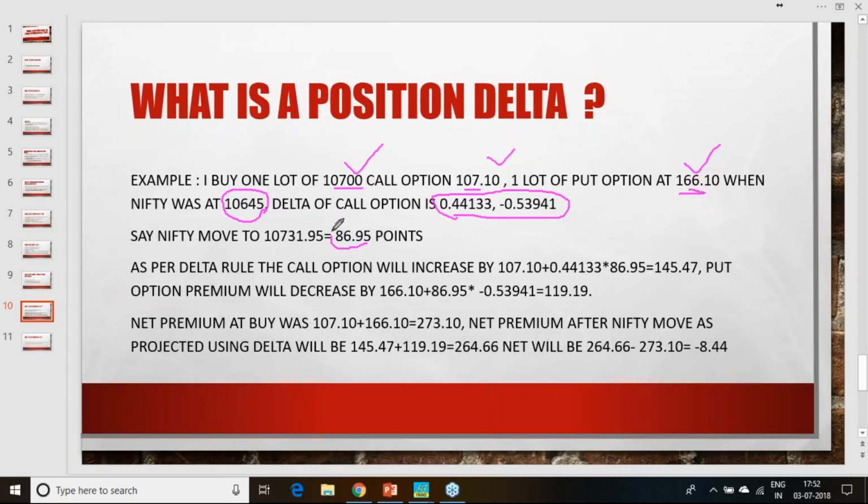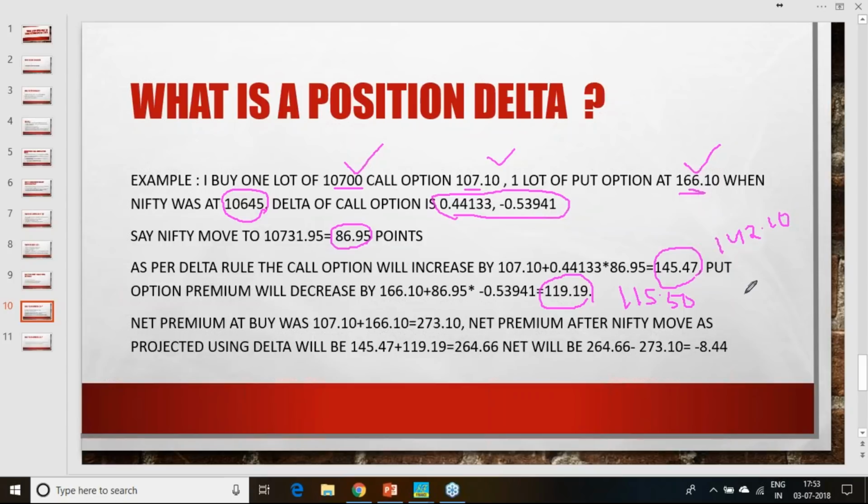Price changes by 86.95. Based on that, we have already projected the call option will go to 145.47, but it has achieved 142 point something. The put option has to fall down to 119 rupees 20 paisa, but it has fallen down to 115. The reason I have already told you. The call has achieved 142.10; we had expected 145. So in both places we are off by some 2 to 3 rupees.